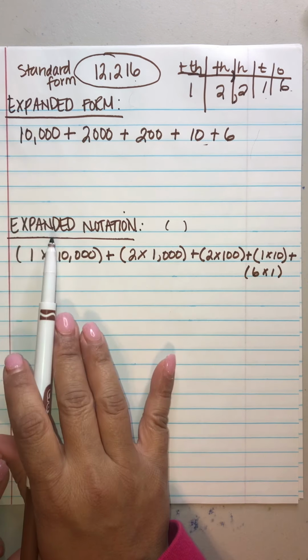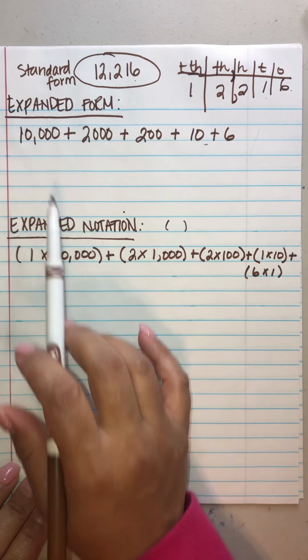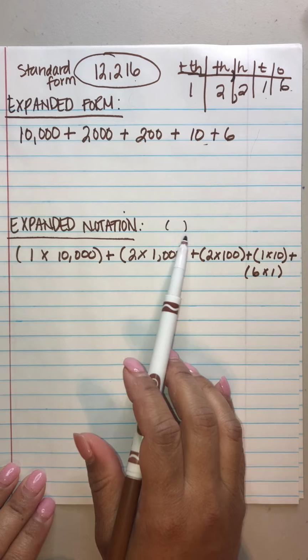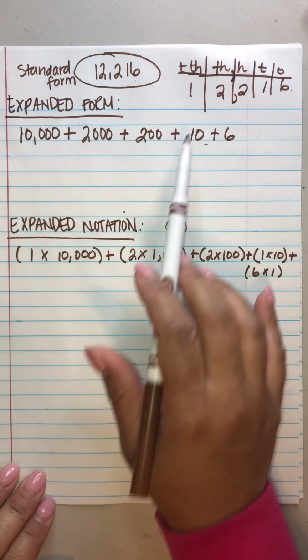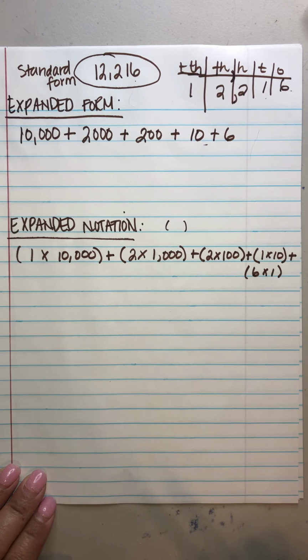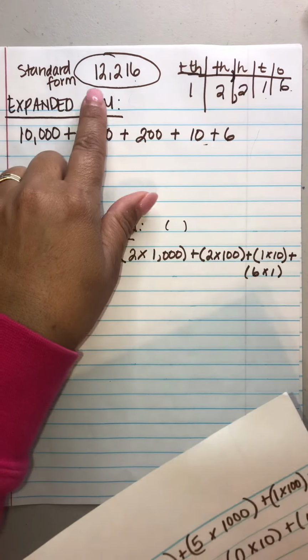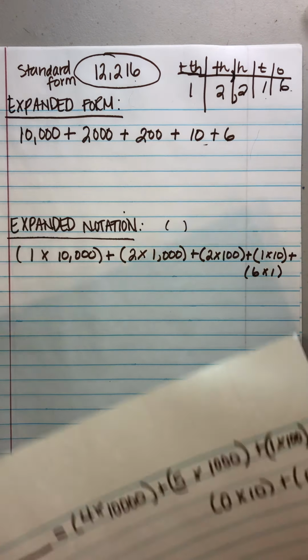this expanded form and expanded notation is stretching that number out. However, for expanded notation, I'm using brackets because I'm actually multiplying that digit by the place value that it's in. Now, in the work that you're assigned, they give you the expanded notation and you need to write the standard form. You need to write it as a number.